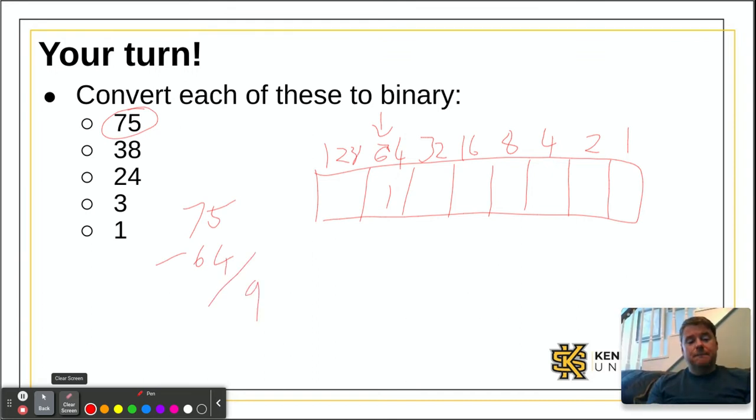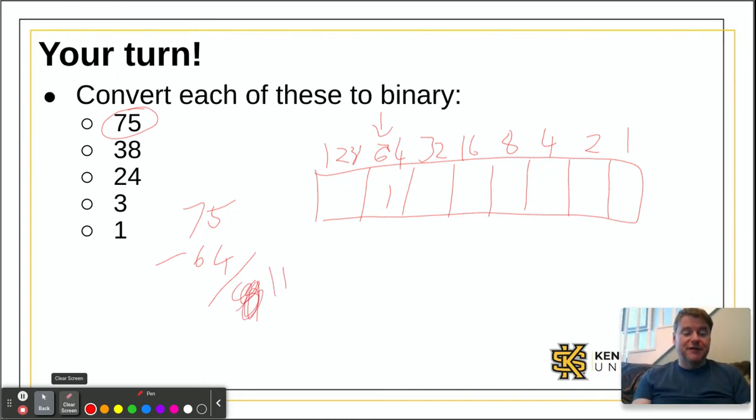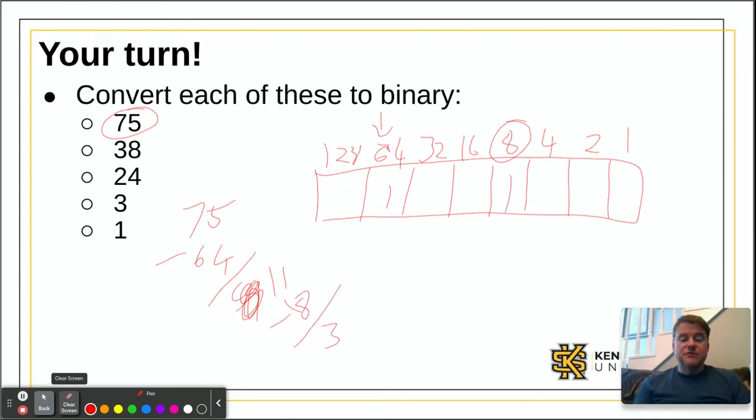And then you realize that that is not right. 75 minus 64 is actually 11. All right, so the next largest number lower than 11 is going to be 8. So we're going to put a 1 in there. We're going to subtract 8 from here, and that's going to leave us with 3.